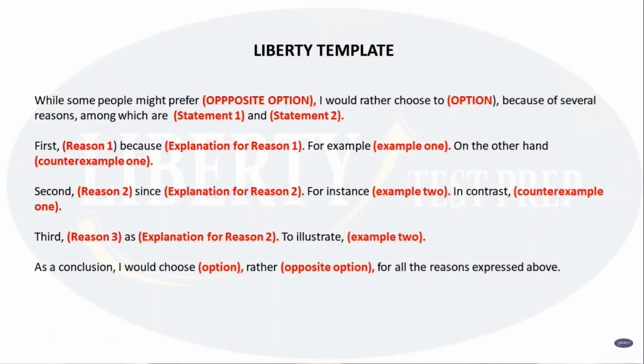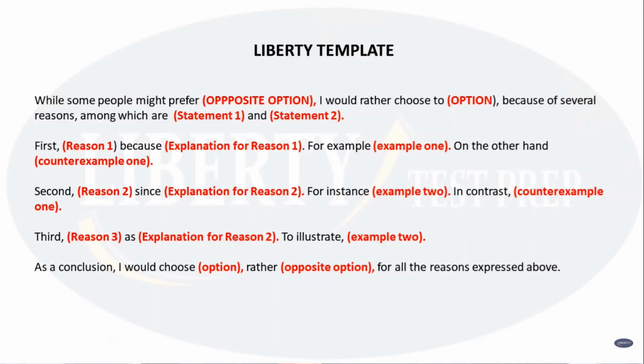For example, if I'm going to choose walking over driving, then in that first red space, I'm going to write about driving, the option that I'm not going to choose. Some people might prefer driving. I would rather choose to walk, okay? So you generate a contrast. That's an important thing. Because of several reasons, among which are blah, blah, blah. So those are going to be the reasons you write for your body paragraphs.